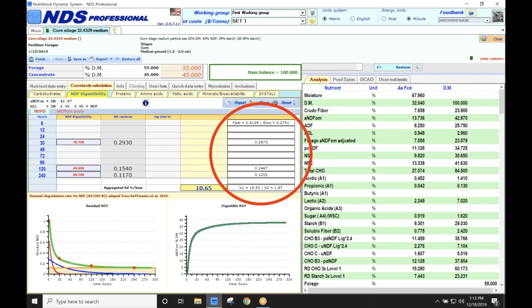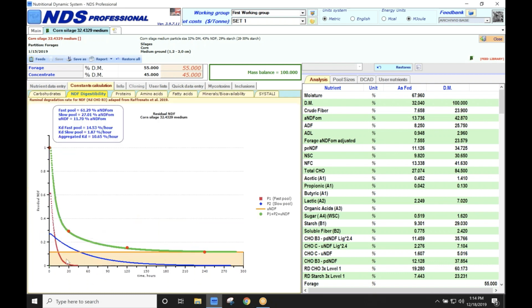A few years ago, we saw that a two-pool model for the B3 fraction describes much better what the rumen ferments. So we assume that there is a faster pool and a slower pool in the pdNDF fraction. In this case, you'll see that the fast pool is bigger than the slow pool, and you can also see this from the figure here. The red line represents the fast pool, the blue line represents the slow pool, and the flat line represents the indigestible fraction. The sum of the three is represented by the green line, with the three time points that we use from the lab report as input.